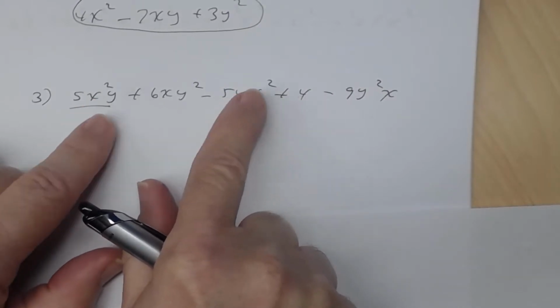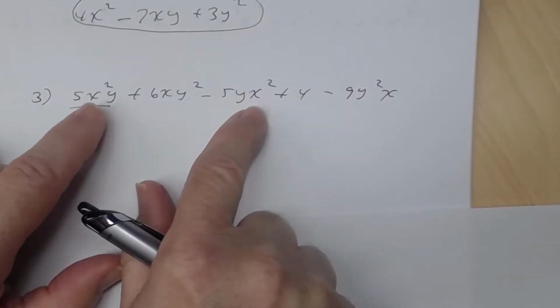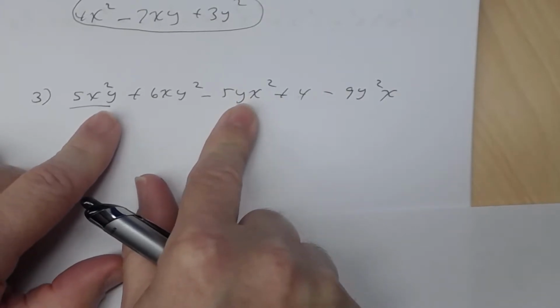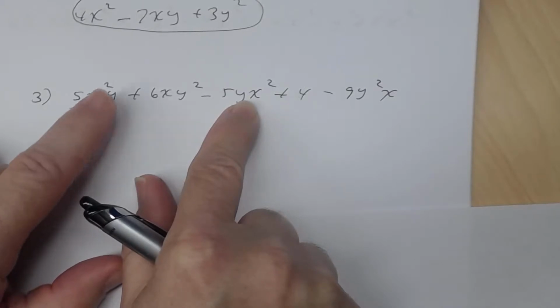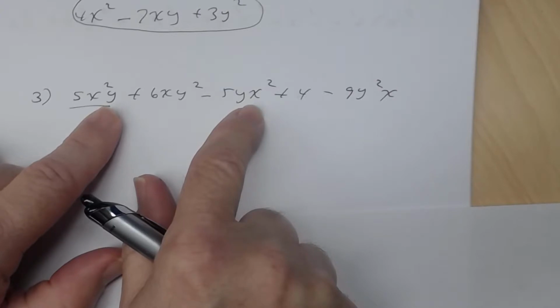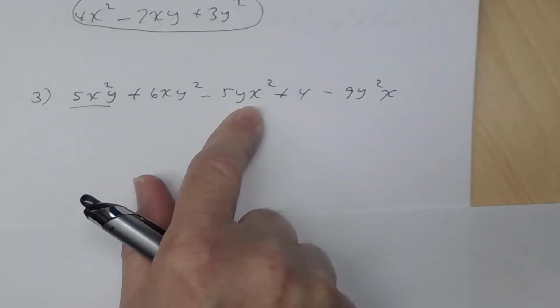Some students will look at this and say, well, they're not like terms because this is x squared y and this is yx squared. But remember, multiplication is commutative. 6 times 7 is the same as 7 times 6. So x squared times y is the same as y times x squared. Okay?